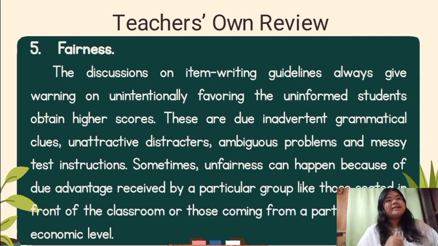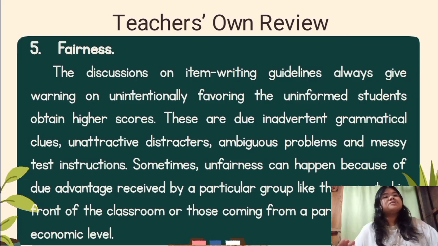So a fair test gives all students an equal chance to show what they know or what they can do. Sometimes tests can accidentally favor some students and disadvantage others. This happens through grammatical or wording clues that make the right answer too obvious, or ambiguous questions that only some students can guess correctly, or the distractors, or what we call the wrong choices or options, that are too easy to eliminate.